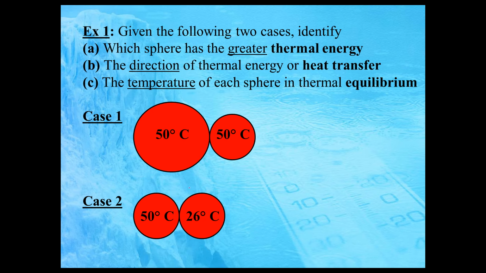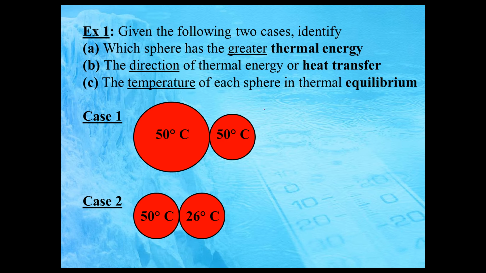All right, let's do an example where we look at this concept of thermal energy, heat transfer, and thermal equilibrium. So we have two cases, case 1 and case 2. For each case, I want to determine which sphere has the greater thermal energy, identify the direction of thermal energy or heat transfer, and determine what the temperature would be of each sphere in thermal equilibrium. Okay, let's assume that these spheres are all made up of the same type of substance. Maybe they're the same metal, like copper or something like that.